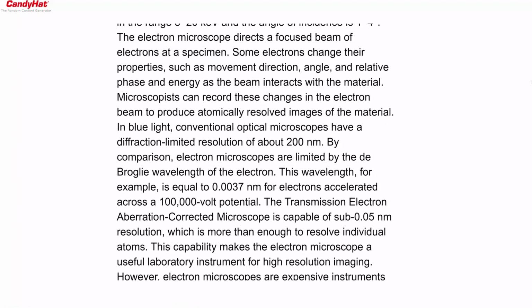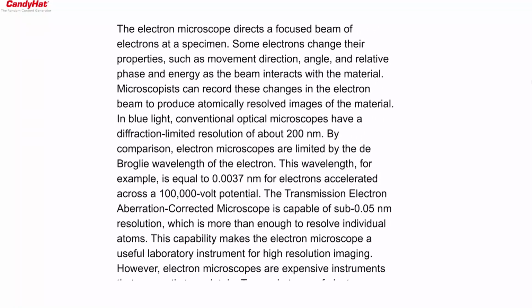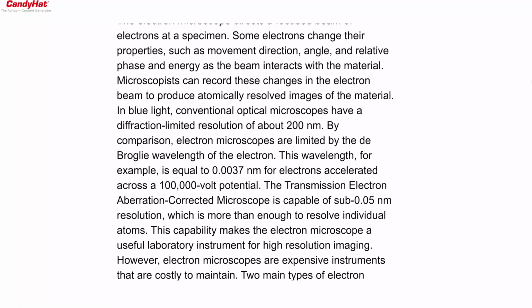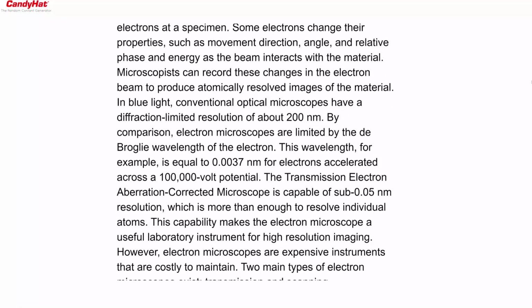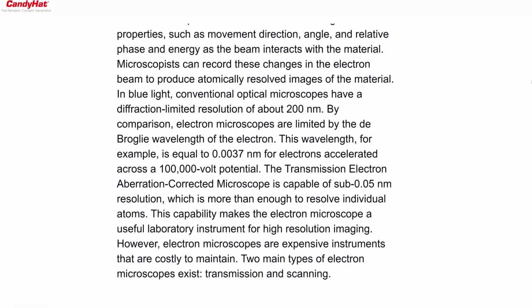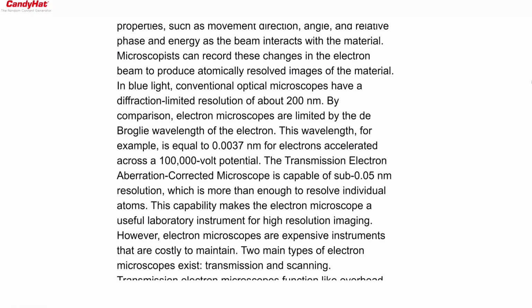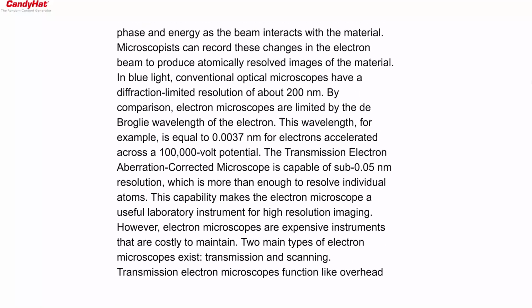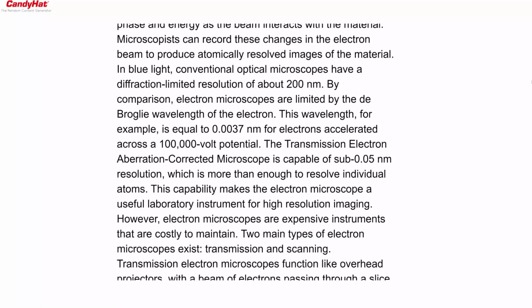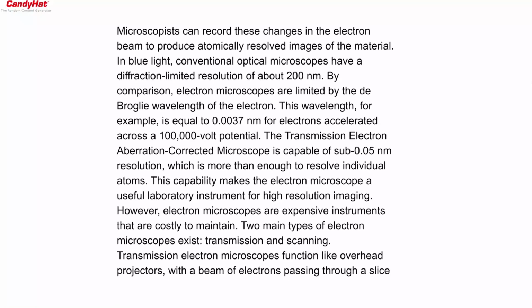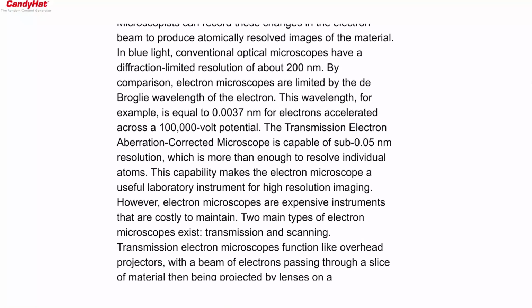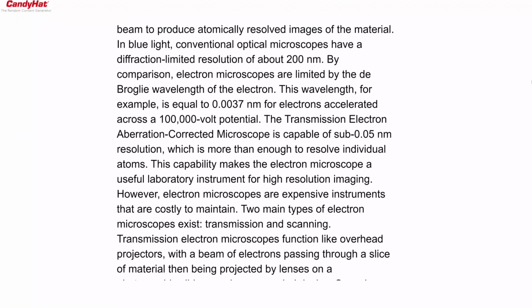In blue light, conventional optical microscopes have a diffraction-limited resolution of about 200 nanometers. By comparison, electron microscopes are limited by the de Broglie wavelength of the electron. This wavelength, for example, is equal to 0.0037 nanometers for electrons accelerated across a 100,000 volt potential.